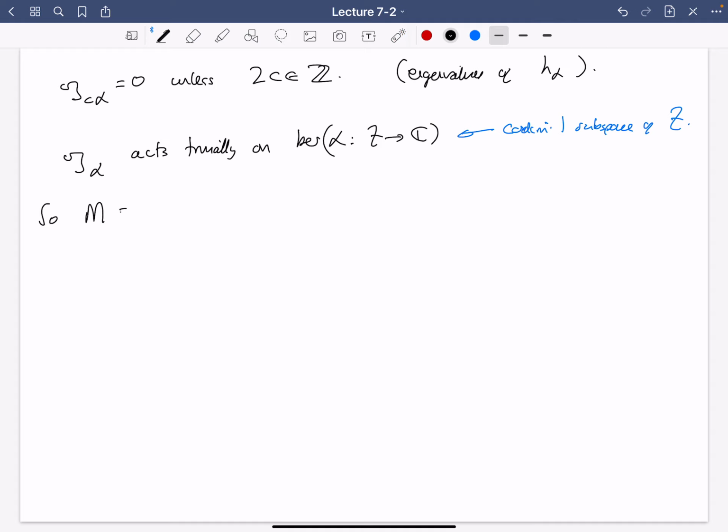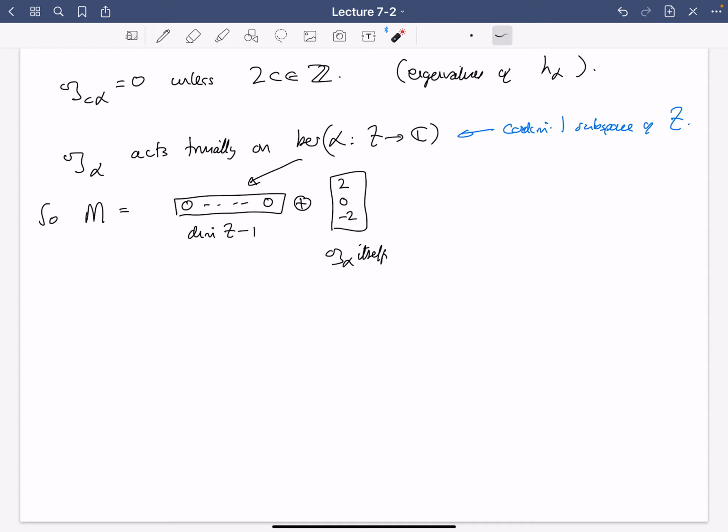So our M has got a great big 0 weight space. This kernel right there, it's codimension 1, so that's dimension T minus 1. That's a whole load of trivial G alpha modules. And then we've got G alpha itself, that's a copy of the adjoint representation. So that was a picture of that kernel right there, dimension of T minus 1, in M. Loads of trivial modules. Then we've got G alpha itself sitting in there. Oh, but that contributes one more zero weight space. So we've already used up all of the zero weight space.